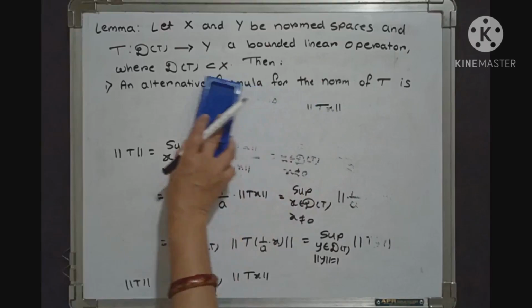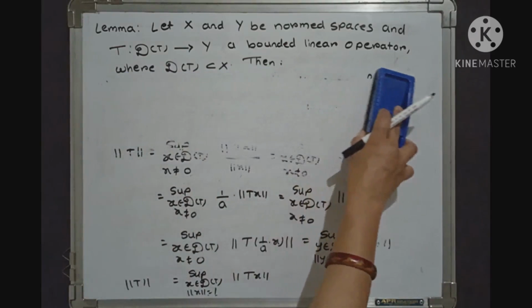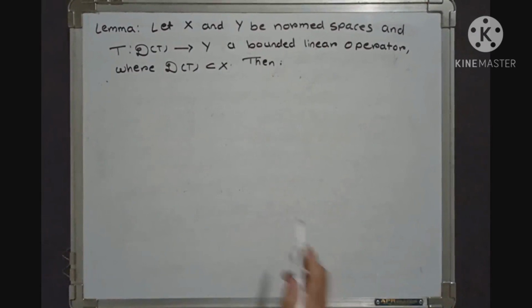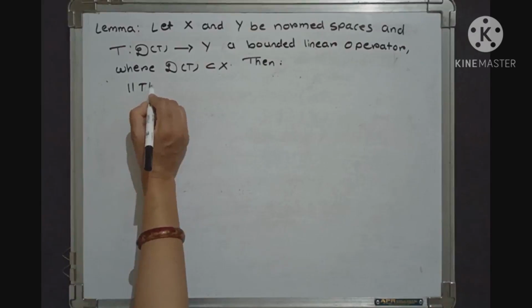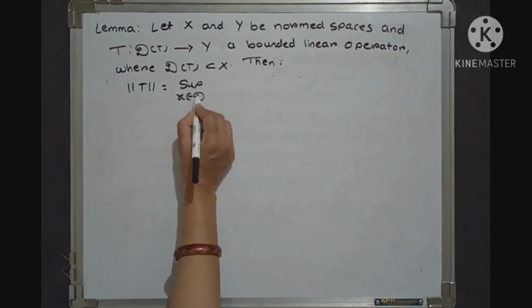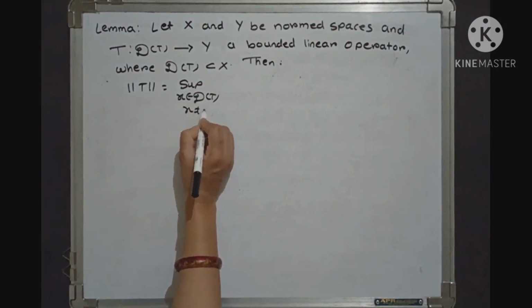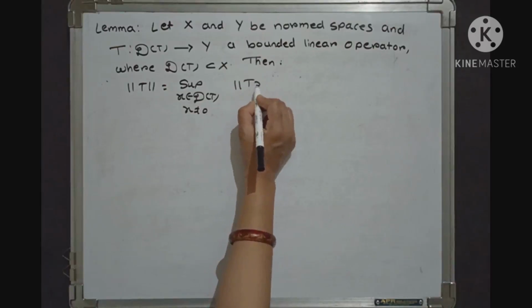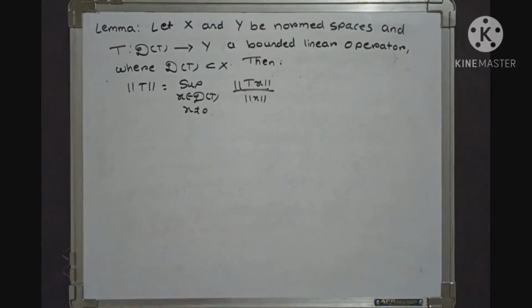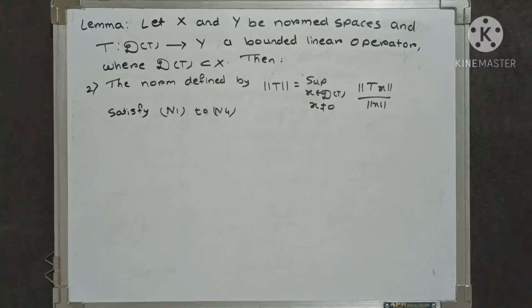Now in the second statement we have to show that the norm of T, defined like this, the supremum over x belongs to D(T), x not equal to 0, of ‖Tx‖ divided by ‖x‖, satisfies all the axioms of a norm. That is what we have to show. So firstly we see all the axioms of a norm.